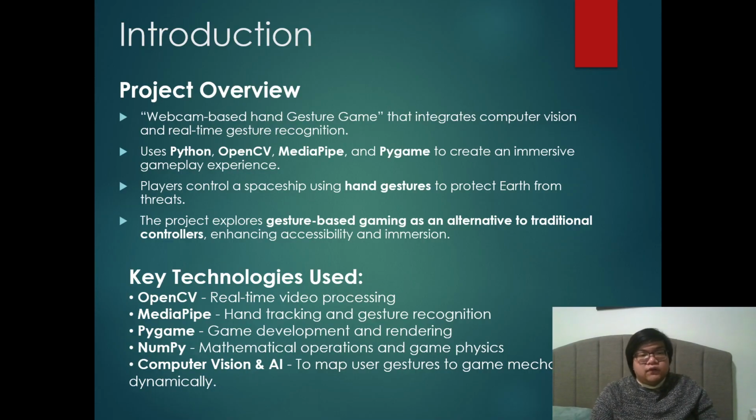The key technologies I used in this project were OpenCV for video processing, MediaPipe for hand tracking and gesture recognition, Pygame for developing my own homemade game, and NumPy for mathematical operations, or what you may call random generation, to make the game work. And lastly, computer vision and AI to map users' gestures to game mechanics dynamically.